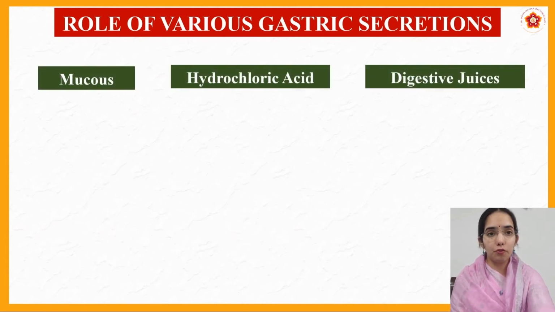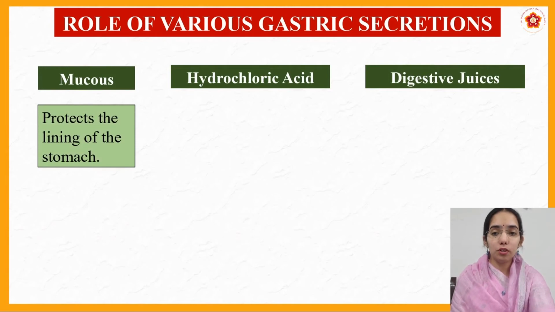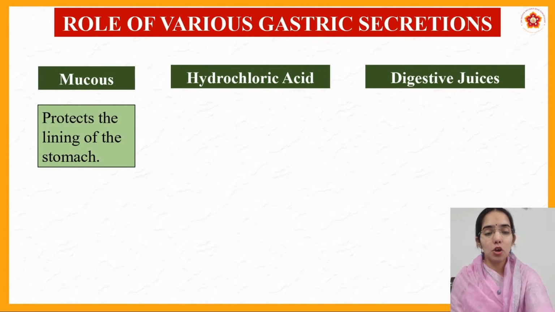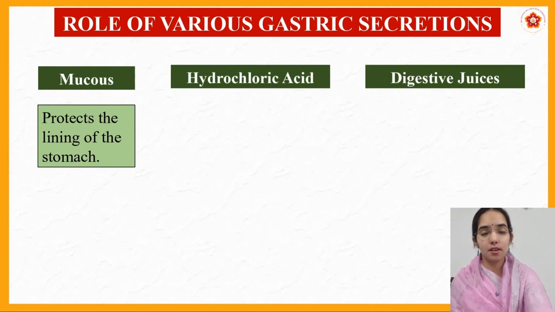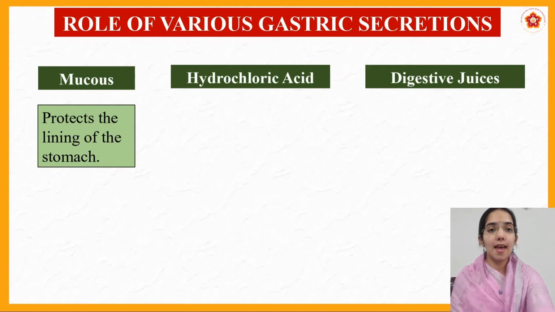So what is the role of mucus? It protects the lining of our stomach. But it protects it from what? As you can see, the second secretion is hydrochloric acid. So it is an acid. Because it is an acid, it can harm the walls of the stomach. So the mucus will protect the lining of the stomach from this hydrochloric acid.